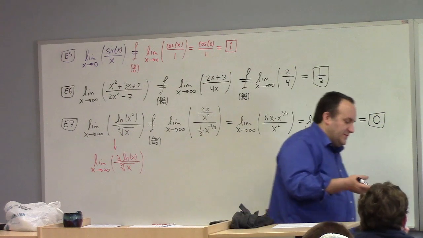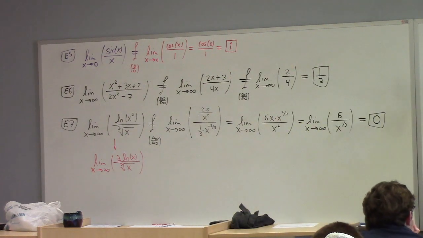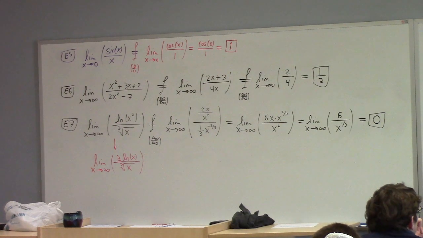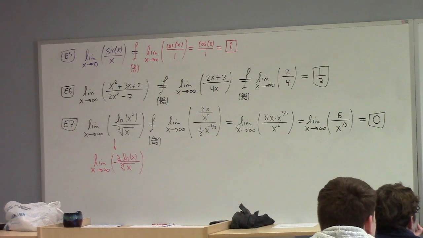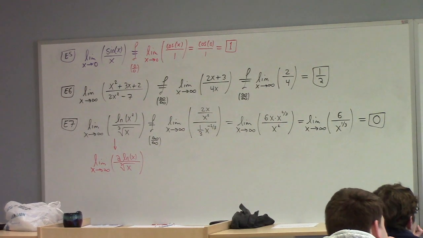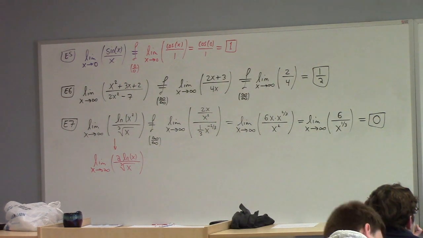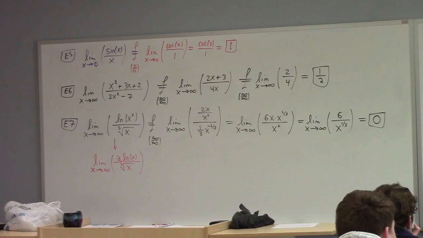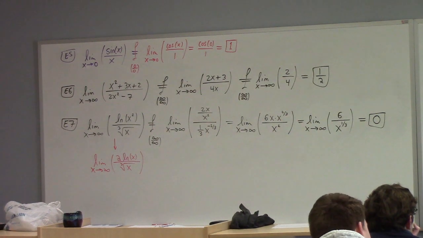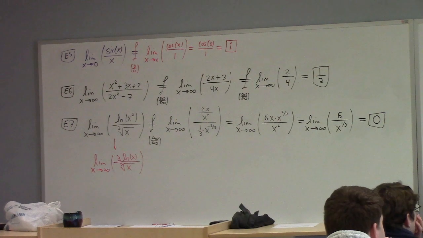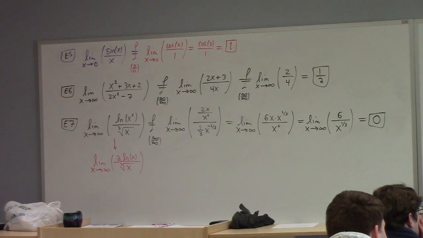So I need to convert this to a fraction. How do you convert a product to a fraction? Think about it this way. If I've got a times b, how do I rewrite that as a fraction? I kind of only have two choices. I can either do a times 1 over b, or I could do b times 1 over a.